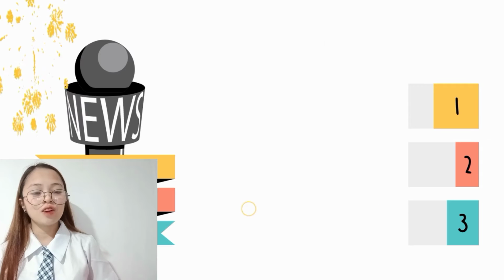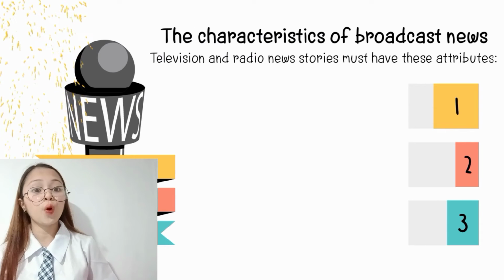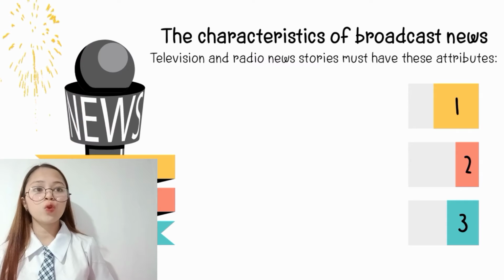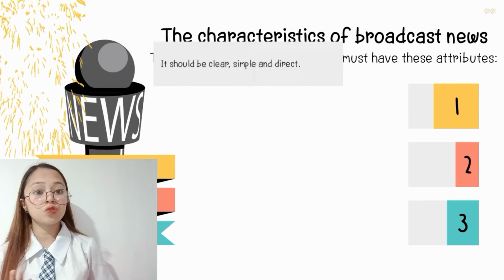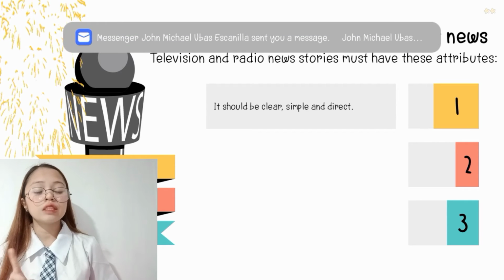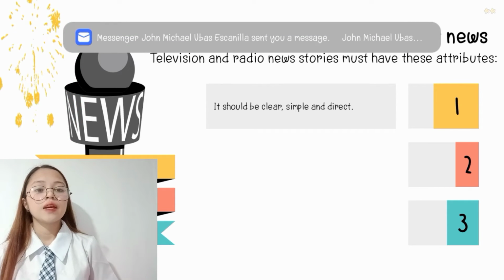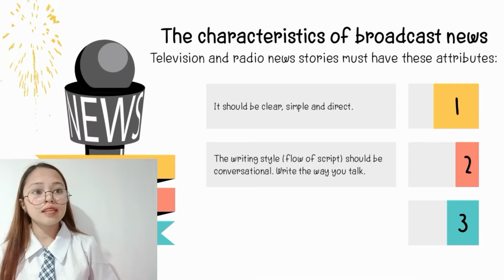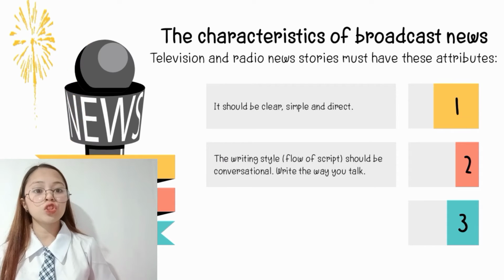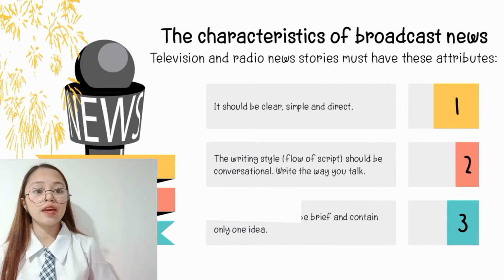Let's proceed now to the characteristics of broadcast news. Television and radio news stories must have these three attributes. First, it should be clear, simple, and direct. Second, the writing style or the flow of the script should be conversational. So, the reporter should write the way they talk.